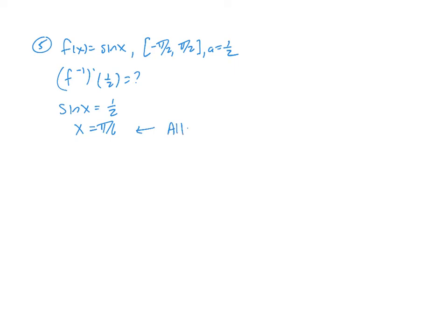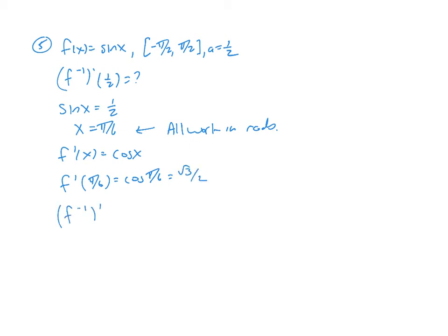Remember, all work in radians. Never put degrees in your papers, even if you think in degrees. So what is our next step? Our derivative is cos x. We substitute our pi/6. So our cos of pi/6, that's the cosine of 30, which is radical 3 over 2, which means that the derivative of the inverse at 1/2 is 2 over radical 3. It's up to you if you want to rationalize, but both answers are correct.